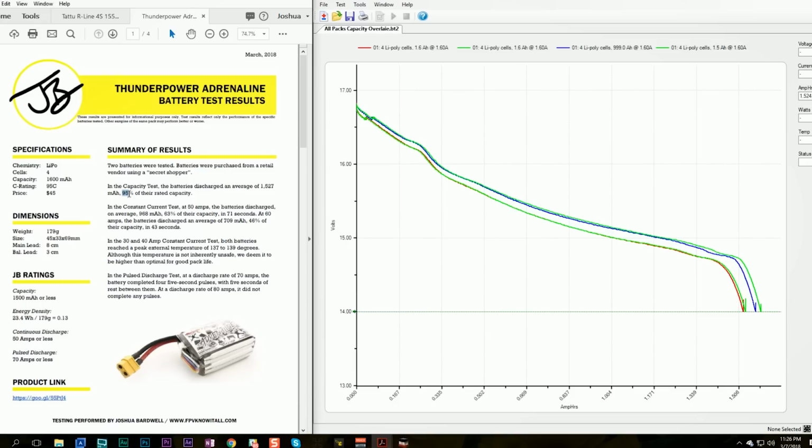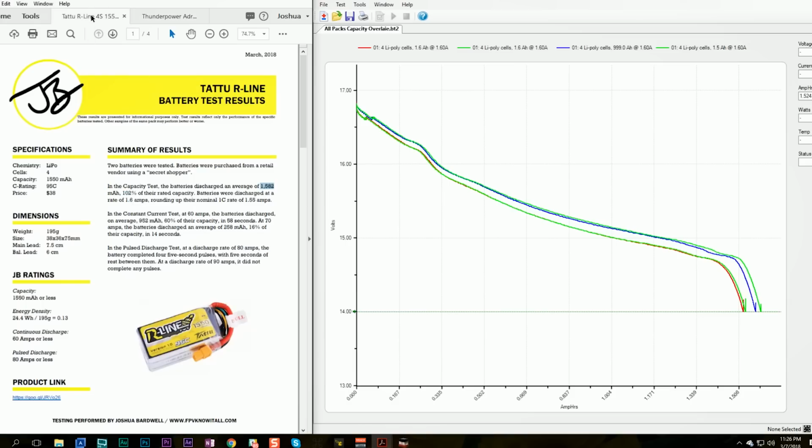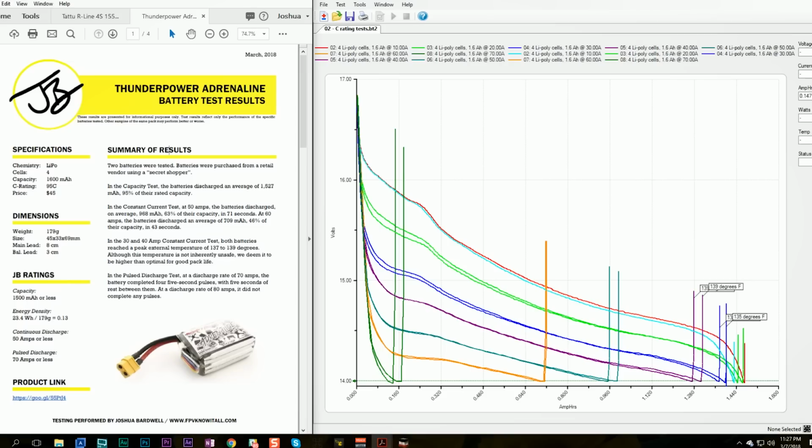It's pretty normal. What is unusual, though, is the result from the R-Line. The R-Line discharged an average of 1,582 milliamp hours, which is actually more than their rated capacity of 1550 milliamp hours. So there you go. The R-Line actually has a lower milliamp hour rating on the label, but it actually discharged more milliamp hours in this testing. What we're looking at here is what I call the C rating test.